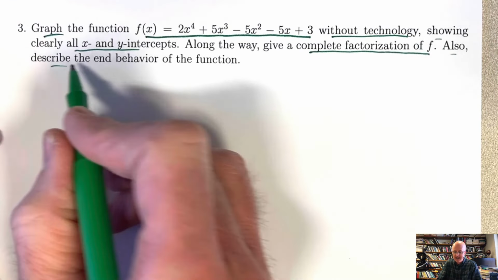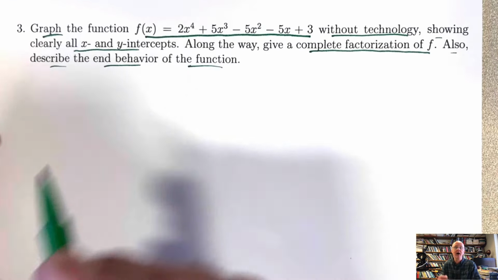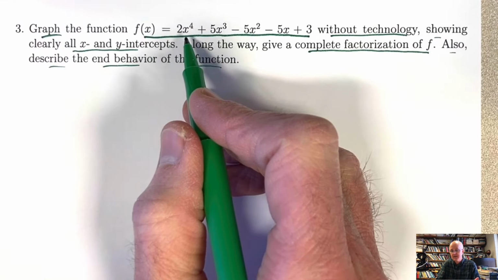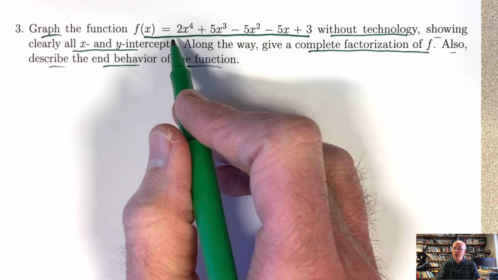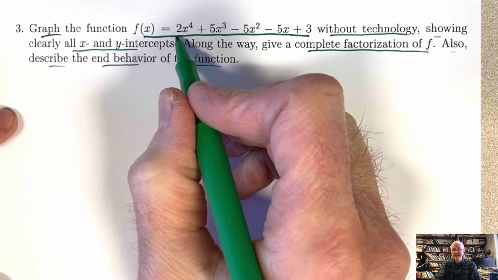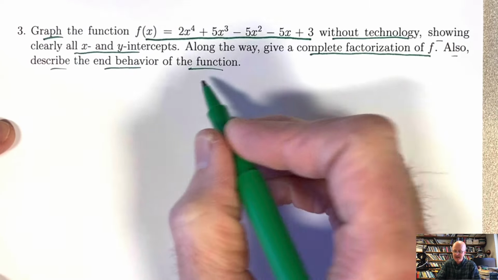Also, describe the end behavior of the function. I could describe the end behavior right away. It's a 4th degree, even degree, with leading coefficient that's positive. The end behavior is going to be like this. The function's going off to plus infinity in the y direction as x goes to plus or minus infinity in the horizontal direction. It's like a touchdown when that coefficient is positive. That'll be the end behavior.